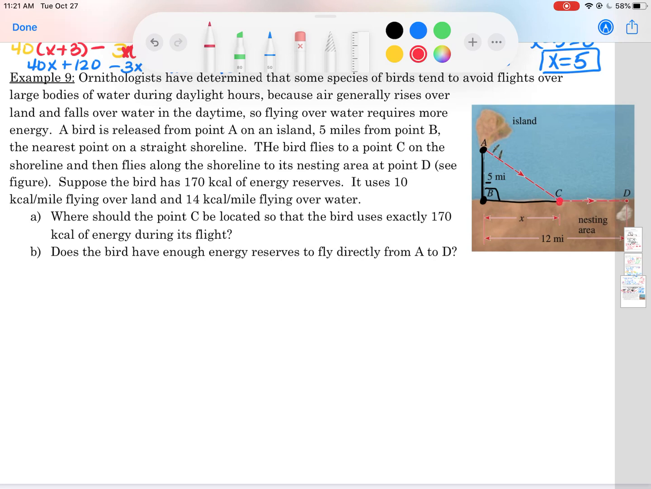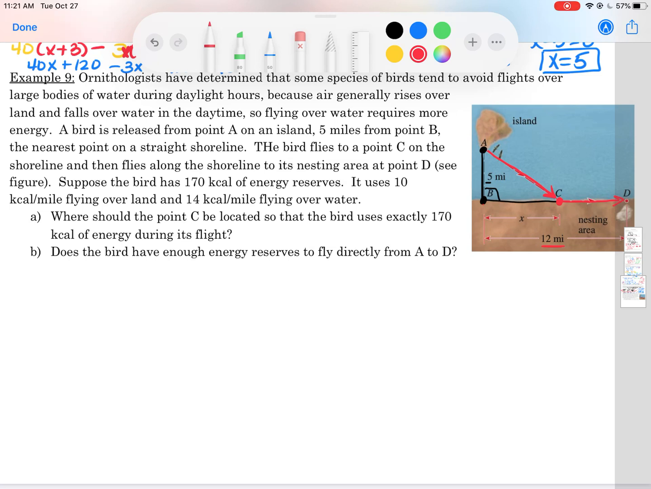So here's point C on our shoreline. So it's flying that red path there. And then it flies to point D all the way over there on the right, and that is showing us where the nesting area is. We also see from the image, though not in our word problem, that the distance from point B to D is going to be 12 miles.